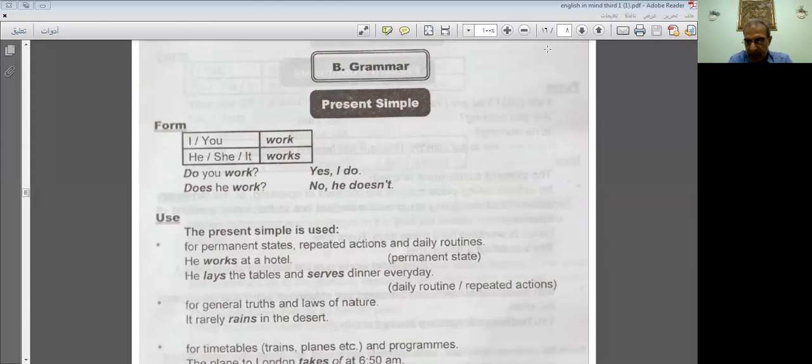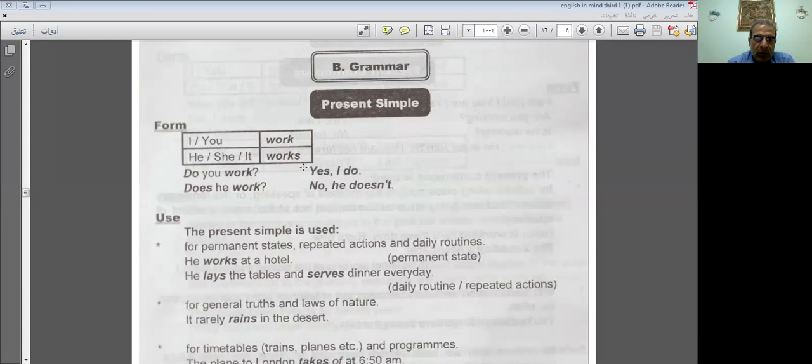Dear students, third grade Egyptian Thanaweya Amma, we are going to complete our unit, but this is the second part of the unit, the grammar. Here we have the present simple.